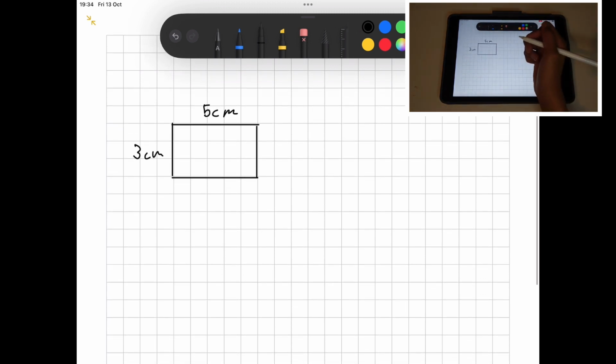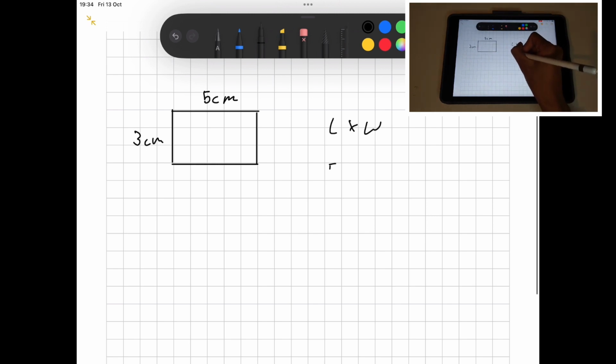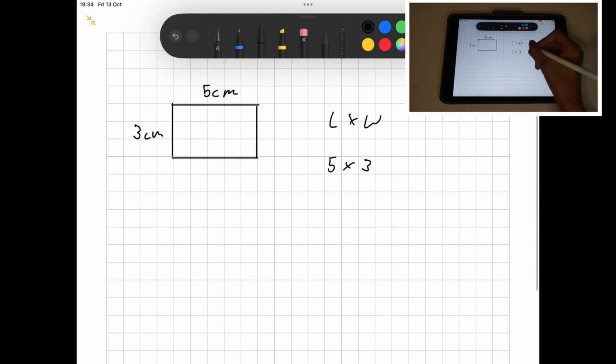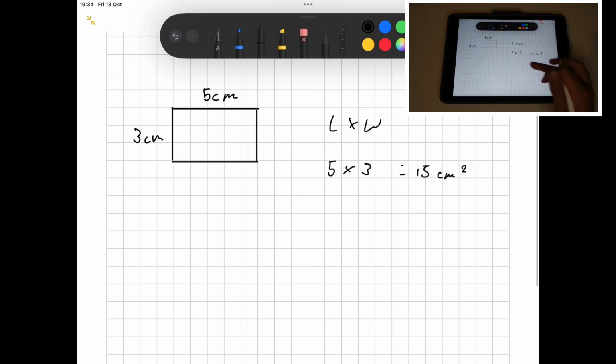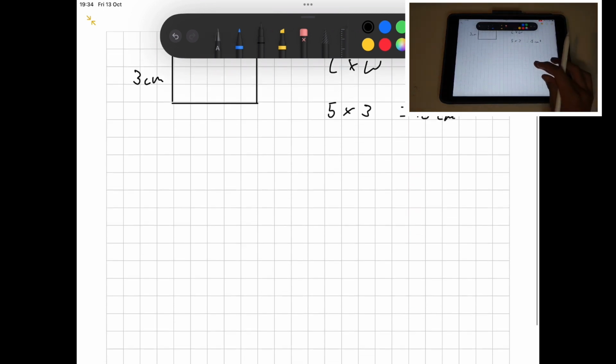Then the way that I would calculate area is length times width. So the length being 5 in this scenario, and the width being 3. And that would be 15. Now we do centimeters squared. Pretty cool. So it's 15 centimeters squared, and you want to square the units at the end to make sure your answer is correct.